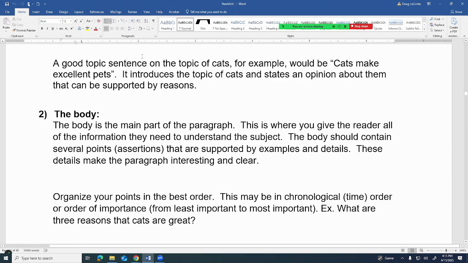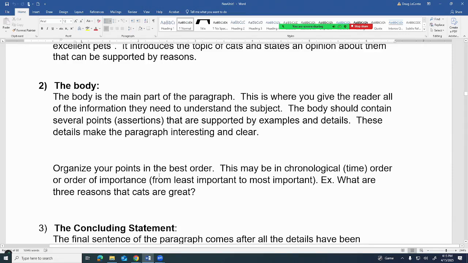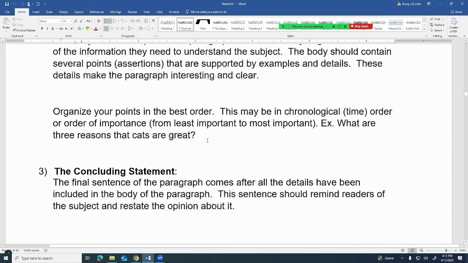The second main part of the paragraph then is the body. The body is the main part of the paragraph. This is where you give the reader all of the information you need to understand the subject. The body should contain several points, assertions, that are supported by examples and details. These details make the paragraph interesting and clear.